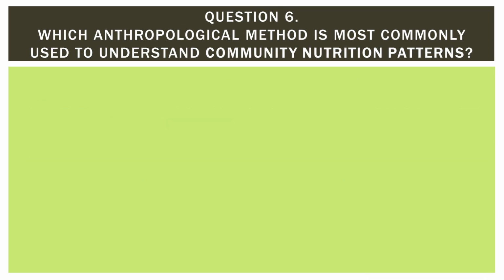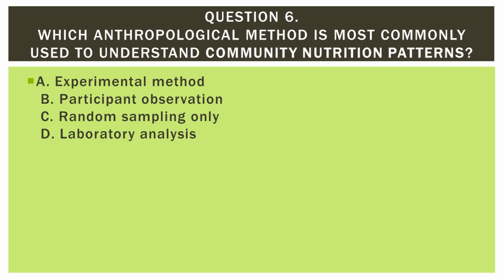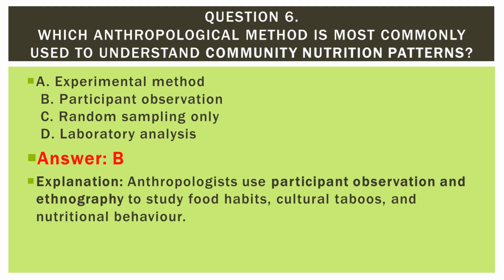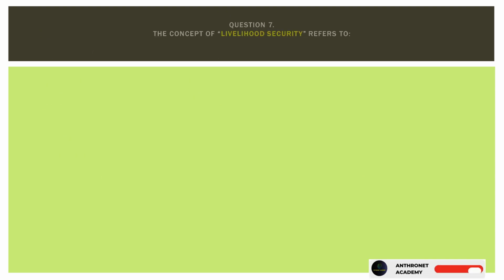Question 6. Which anthropological method is most commonly used to understand community nutrition patterns? A. Experimental method. B. Participant observation. C. Random sampling only. D. Laboratory analysis. Answer, B. Explanation. Anthropologists use participant observation and ethnography to study food habits, cultural taboos, and nutritional behavior.